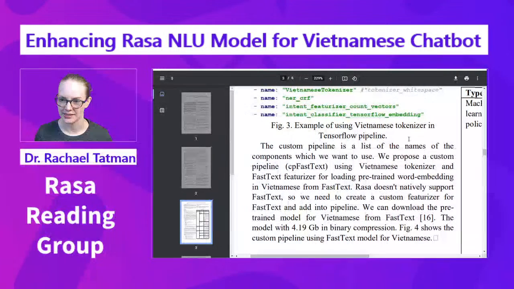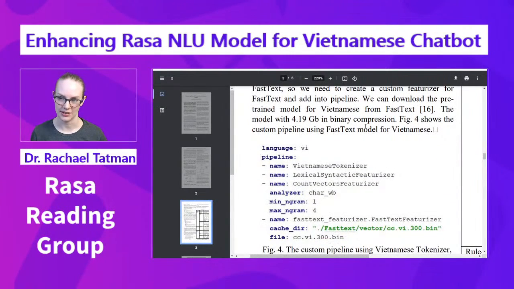The custom pipeline is a list of the names of the components we want to use. We proposed a custom pipeline, CP FastText, using a Vietnamese tokenizer and FastText featurizer for loading pre-trained word embeddings in Vietnamese from FastText. Rasa doesn't natively support FastText, so we need to create a custom featurizer for FastText and add it into the pipeline. We can download the pre-trained model for Vietnamese from FastText. The model is 4.19 gigabytes in binary compression, so it's pretty hefty. I guess if you're serving a large chatbot, that's not a whole bunch to hold in memory, but if you're trying to do embedded systems, that might be a little bit more space than you have in your code attic.